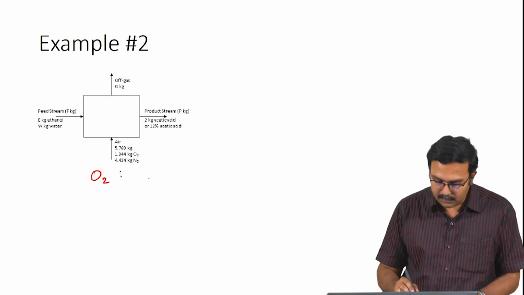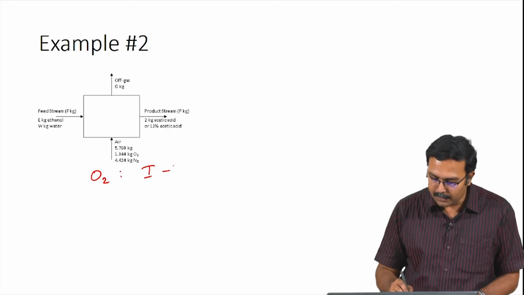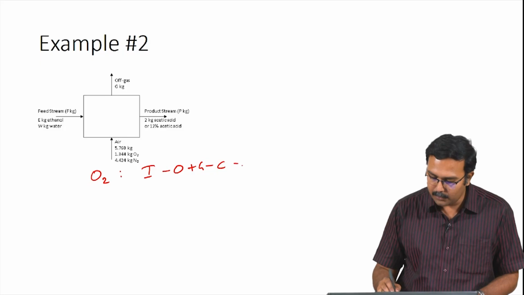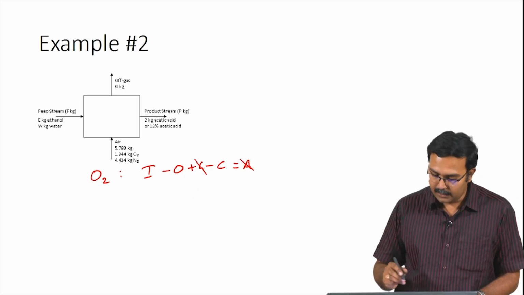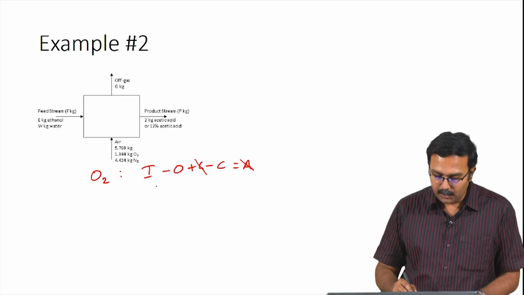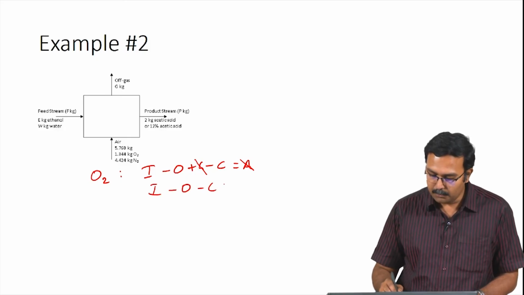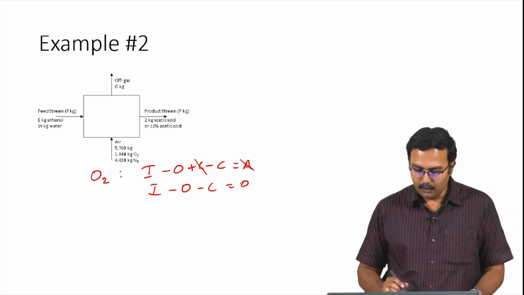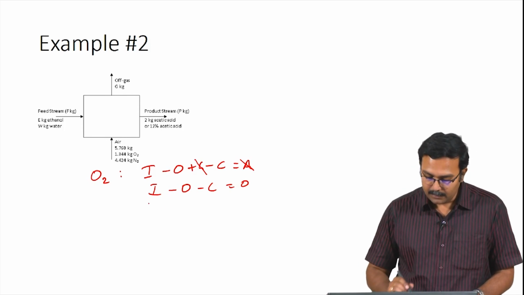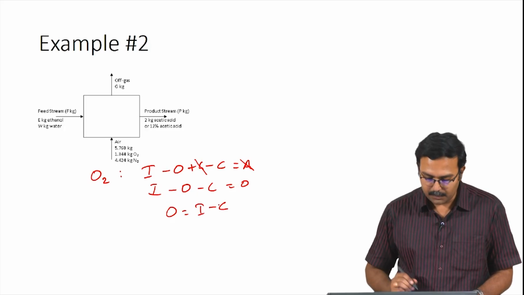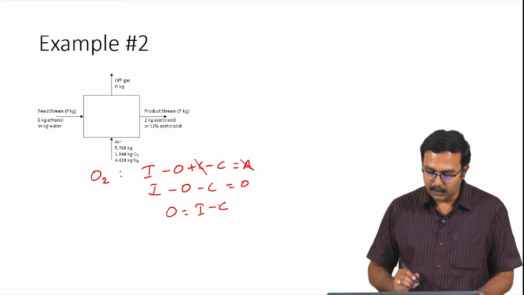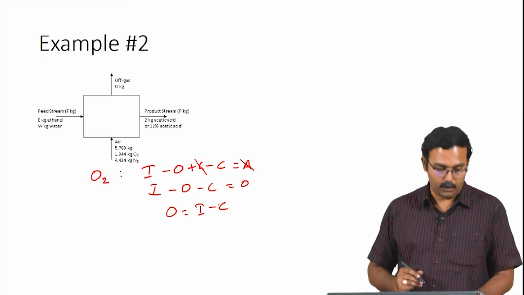So, the oxygen balance would start again from input minus output plus generation minus consumption equals accumulation. Oxygen is not generated, and it is not accumulated at steady state conditions. So, giving you input minus output minus consumption equals 0. So, you are left with calculating output as input minus consumption. We know the mass of oxygen which is input, we need to know the consumption of oxygen.